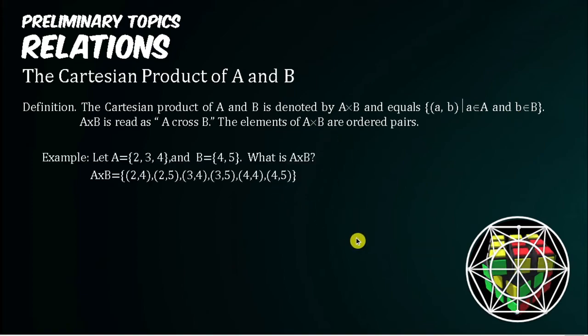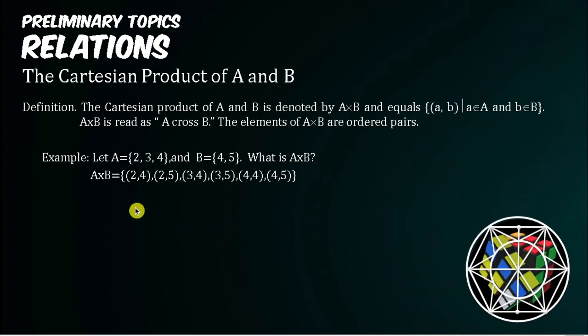Let's provide some examples. So let's start with finite sets muna before we proceed to infinite sets. Suppose the given two sets here are A and B, and we can see their elements. For A, we have 2, 3, 4. Yun yung elements. For set B naman, we have 4 and 5. Let's build the cross product. Wala pa tayo sa relation. Cross product pa lang yung dinidiscuss natin dito.